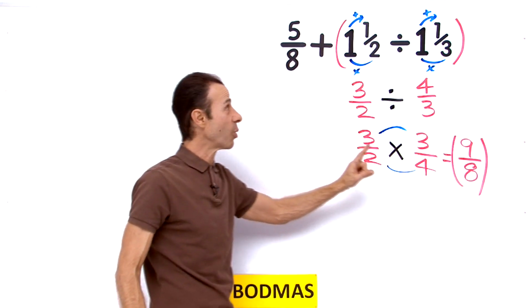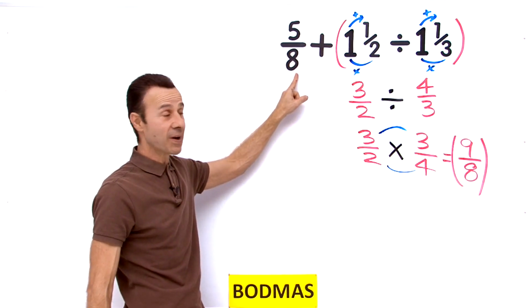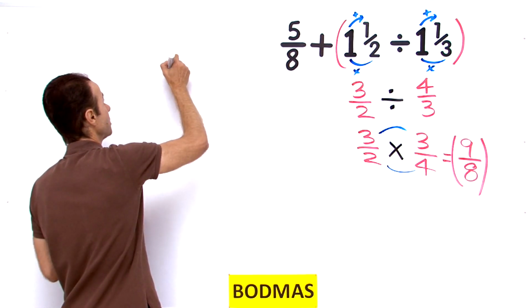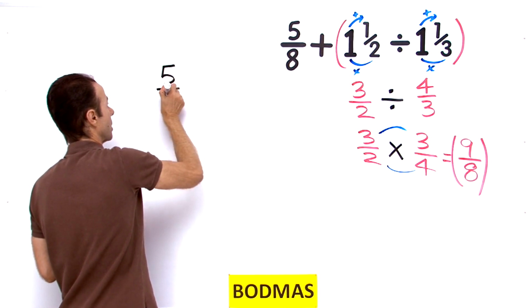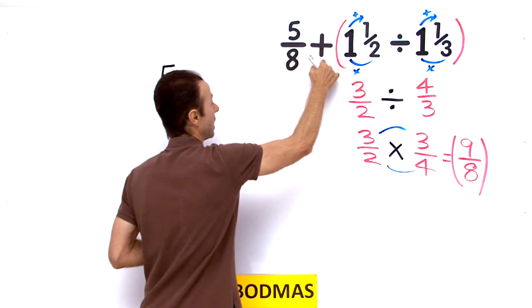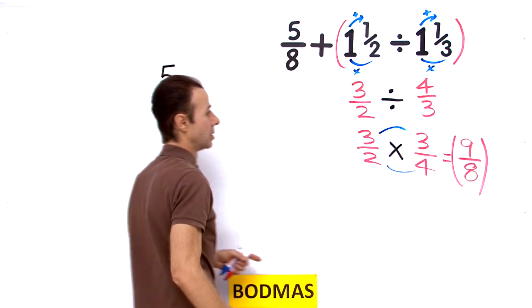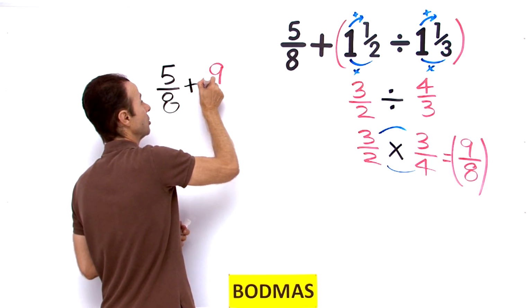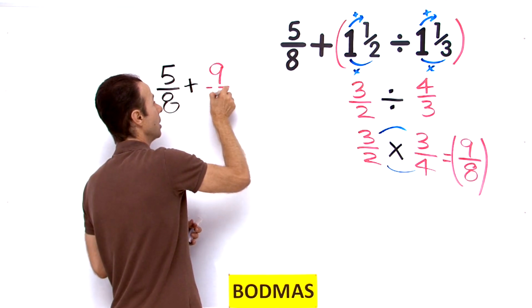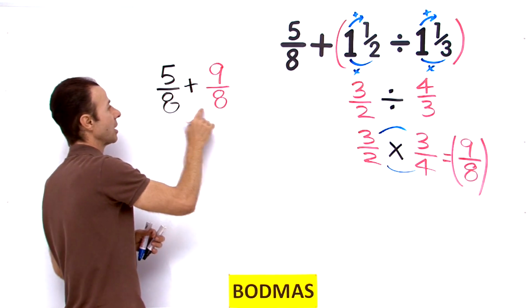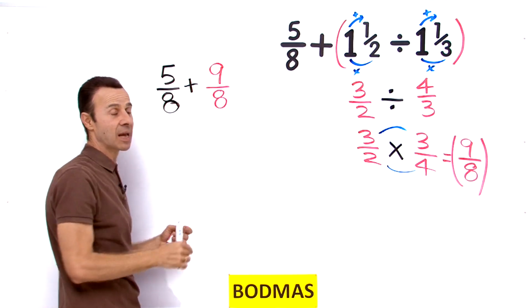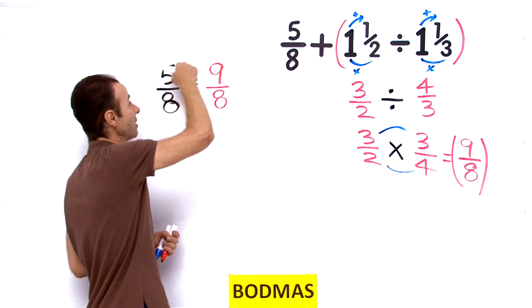But for now, let's check what we got over here. We got 5/8. So let's put these guys next to each other. So we got 5/8 plus 9/8. Now we haven't changed it to improper. Why? Because we already got the same denominators. They're both 8. And when the denominators are the same, it's very easy to add the two numerators.